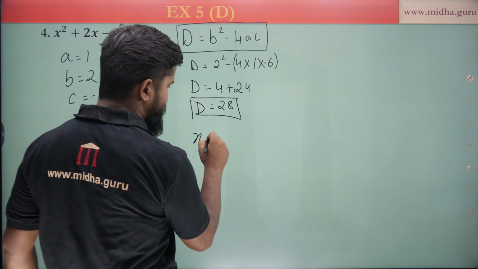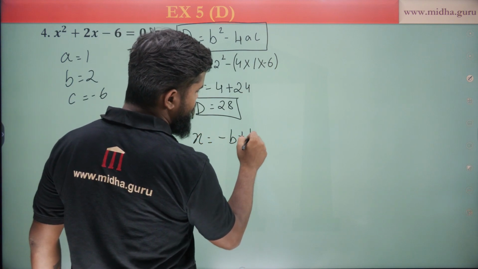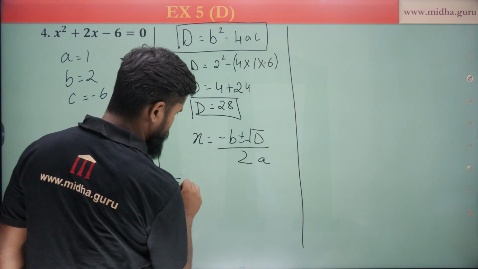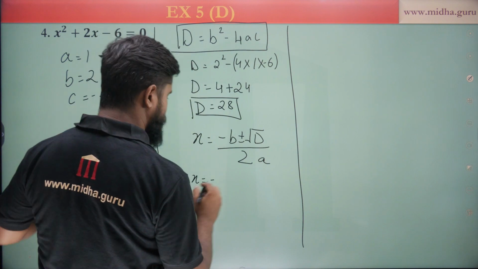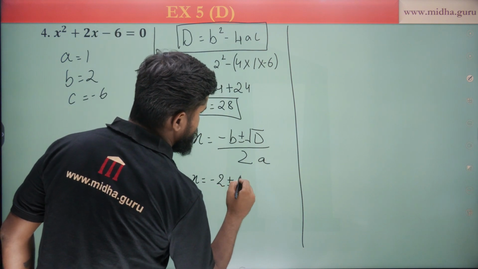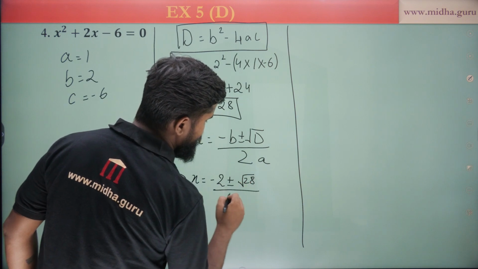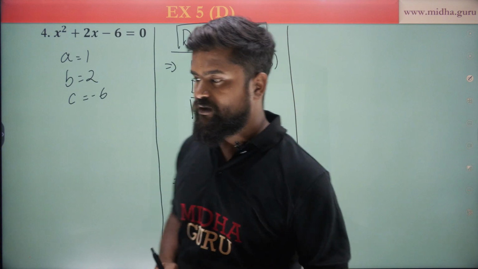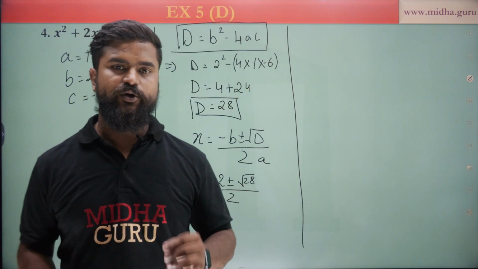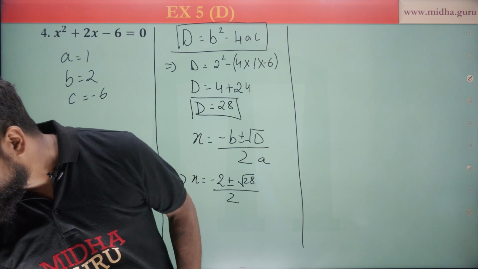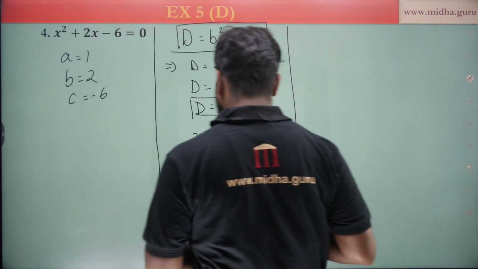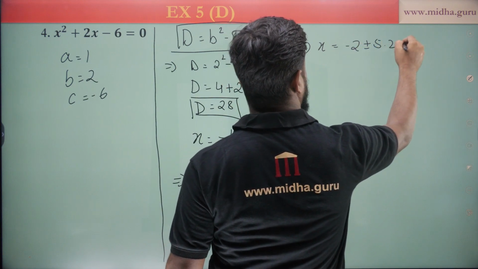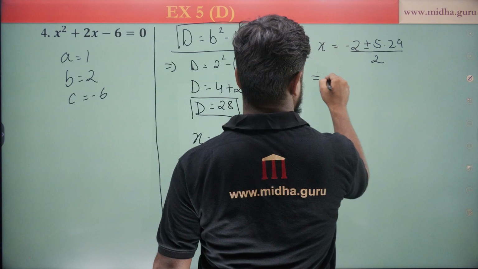Now again coming back to the quadratic formula, it is x is equal to minus b plus or minus the root of d divided by 2a. So we'll just substitute all the values. Now since b is 2, minus of 2 will be minus 2 and the root of 28 divided by twice of a, a being 1, so 2a will be 2. Now again we don't know the perfect root of 28. So going back to our square root table, we have 5.29. So we will say x is equal to minus 2 plus or minus 5.29 divided by 2.